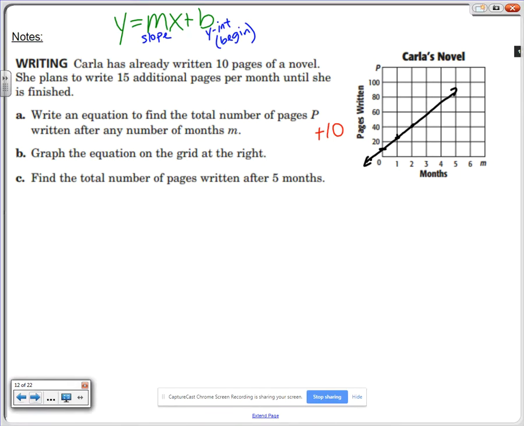Don't I have a variable for month down here? What is it? So how do I represent that? 15 pages per month. Perfect. 15M. Everybody doing okay? And then that will equal what? Not Y, P in this case. How is everybody doing with my equation? Good?